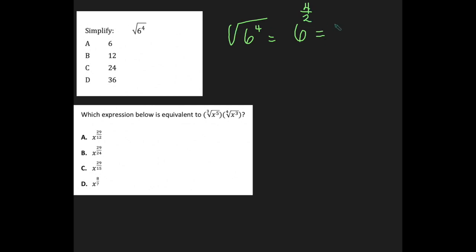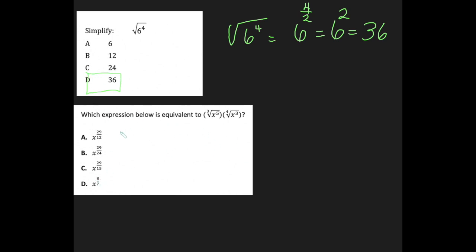Now, 4 divided by 2 is 2. And 6 to the second, now notice I have 6 to the second power, but I look at my answer choices, I don't see that. So again, I have to evaluate it. 6 to the second is 36. So my answer is D.